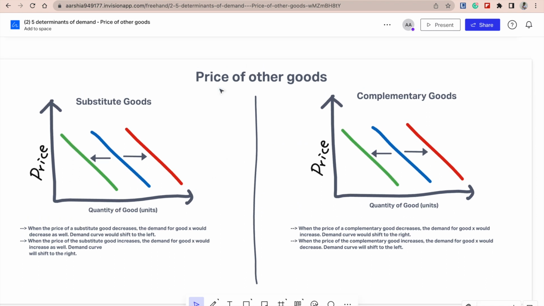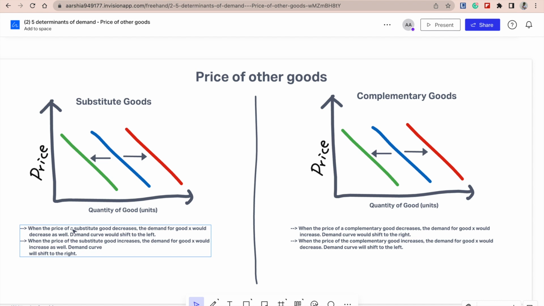For this determinant of demand, there are actually two parts. There's substitute goods and there's complementary goods. Let's start with the substitute goods. An example of substitute goods would be milk and apple juice, because the two could be substituted for each other based on their change in prices relative to each other.